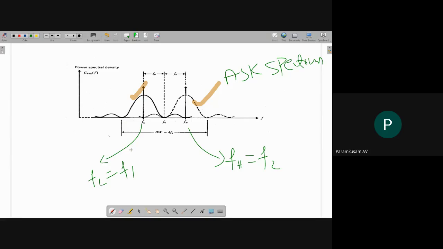Then what is the bandwidth of this FSK spectrum? The bandwidth of this one ASK is 2FB. ఒక ASK కి ఎంత ఉంటుంది? ఇక్కడి నుంచి ఇక్కడ వరకు ఉంటుంది 2FB. సో ఇక్కడి నుంచి ఇక్కడ వరకు లెంత్ FB.